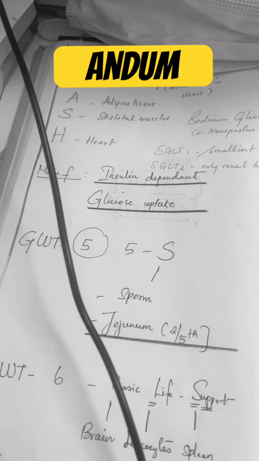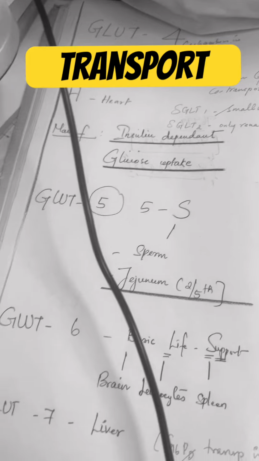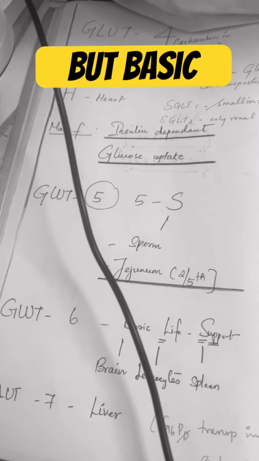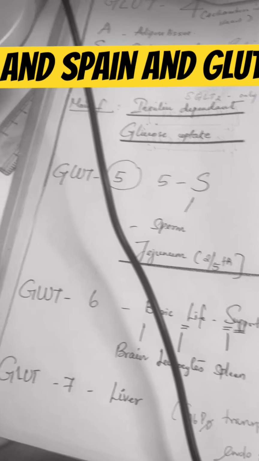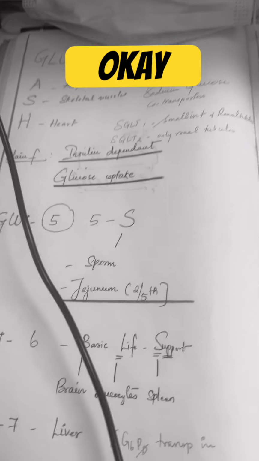GLUT5 is present in sperm and jejunum, and its function is fructose transport. GLUT6 function is not known, but basic life support is the mnemonic, so it is present in the brain, leukocytes and spleen. And GLUT7 is present in the liver. Okay, that's it guys.